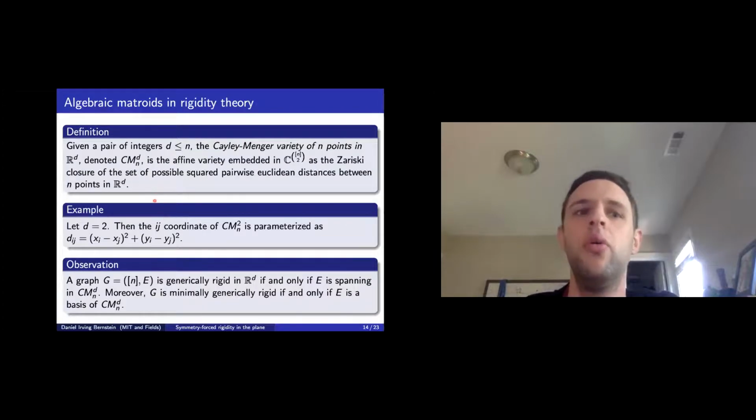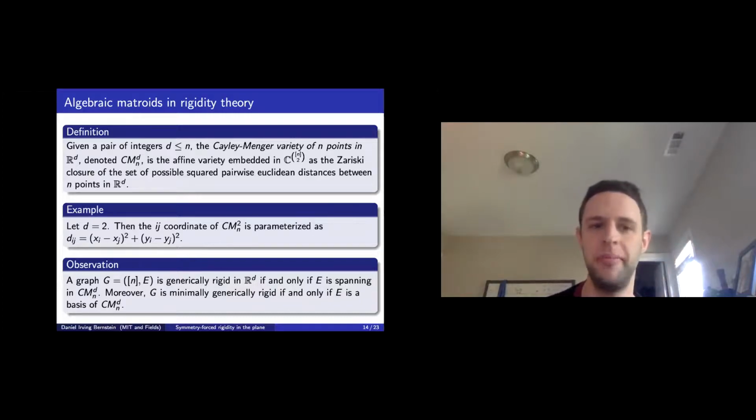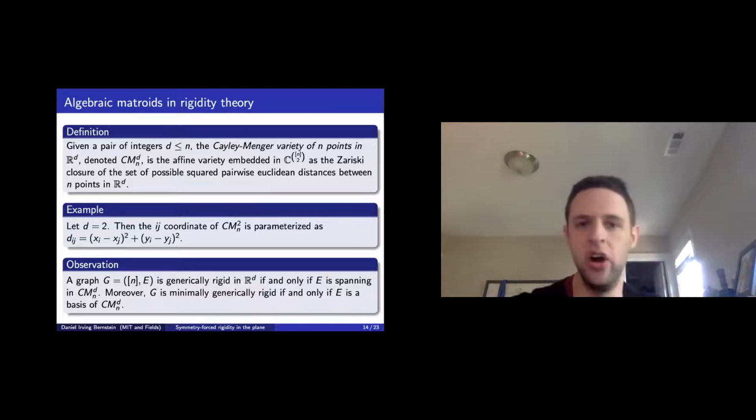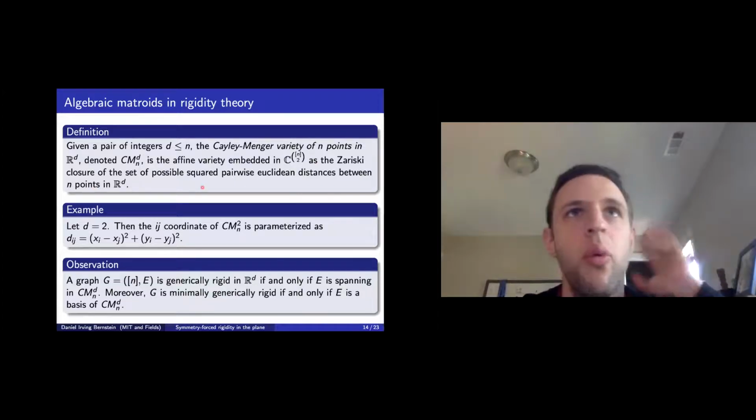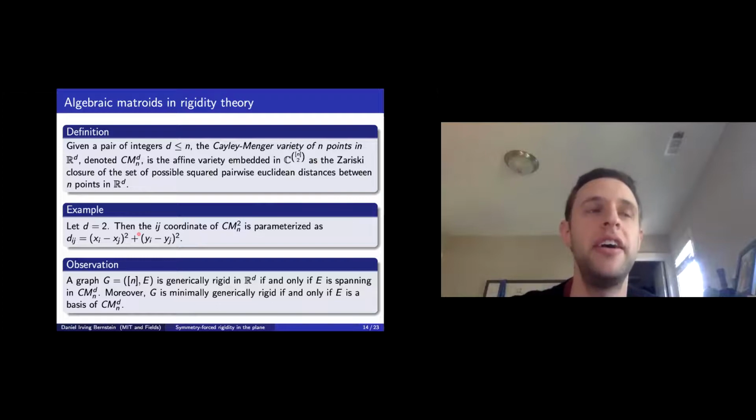All right, so what does this have to do with rigidity theory? Well, in the non-symmetric setting, these rigidity matroids are the algebraic matroids of a variety called the Cayley-Menger variety. Given a pair of integers, d and n, the Cayley-Menger variety of n points in R^d, which I'm going to denote this way, is just the affine variety embedded in C to the n choose 2 as the Zariski closure of the set of possible squared pairwise Euclidean distances between n points in R^d. Don't worry if you don't know what all of the words in that definition mean.